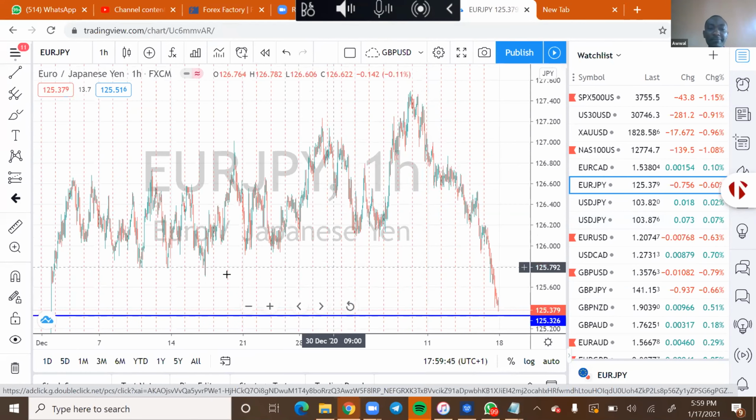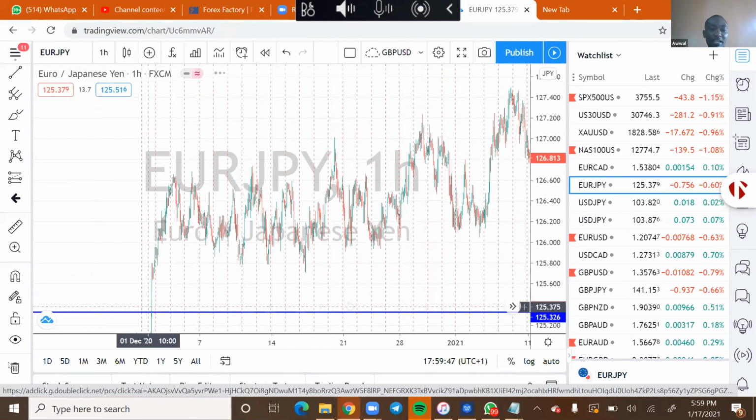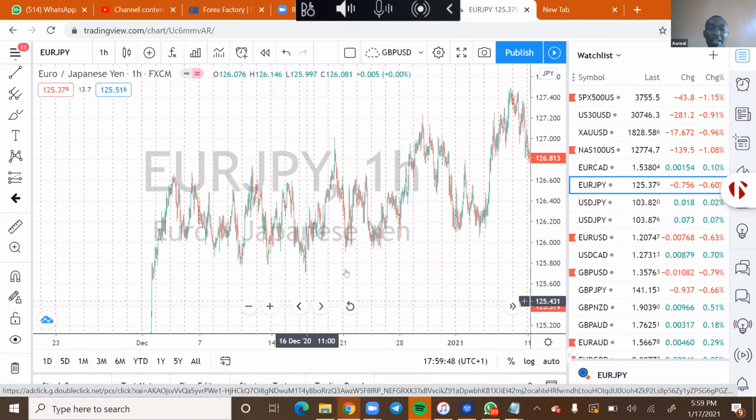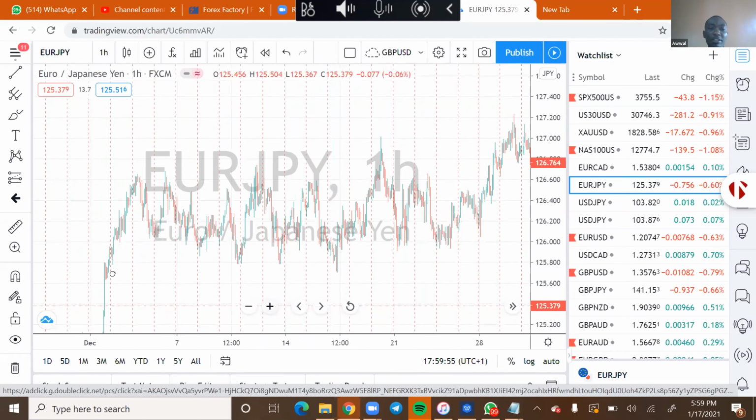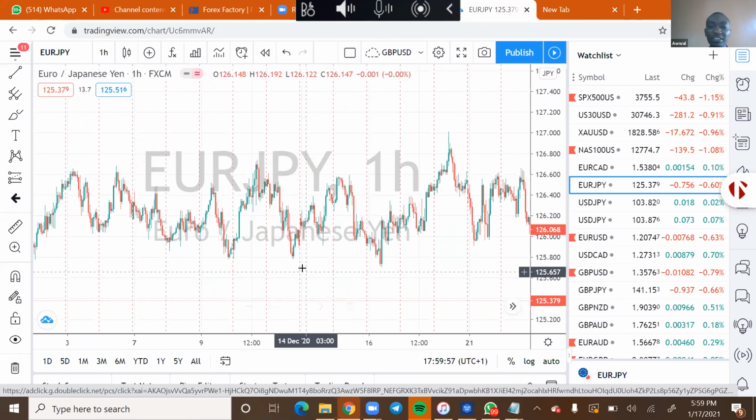So basically I can analyze here. Then once I analyze and I know whether I am buying or selling, I can now go to my MetaTrader 4 and I'll do a buy or a sell. But I'm going to be using this to actually teach you guys what we mean by support and resistance and all that today.